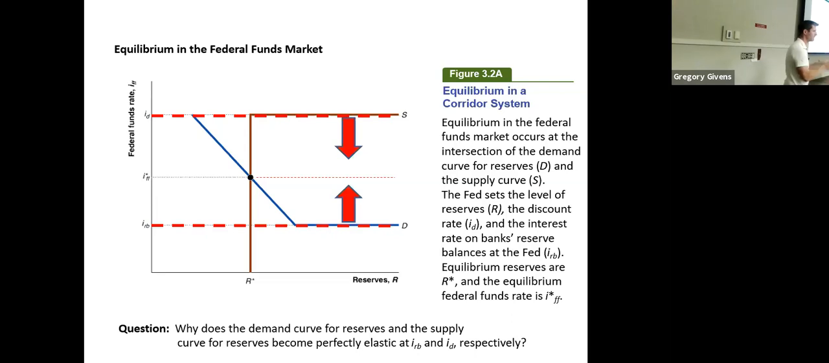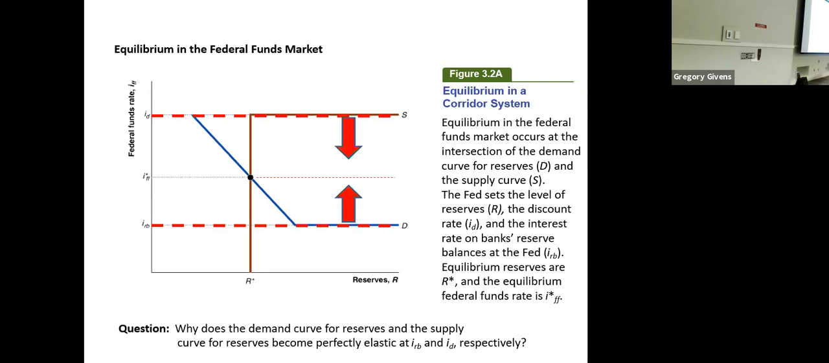Now let me stop there and talk about this a little bit more, because this is the central feature of a corridor system and how monetary policy was actually conducted prior to the financial crisis, okay? Essentially, what the Federal Reserve did was they would announce a target for the federal funds rate, let's say 3%. That's the interest rate that the Fed would like to implement in these overnight lending markets between banks. So what would the Fed do in order to actually implement that target rate?